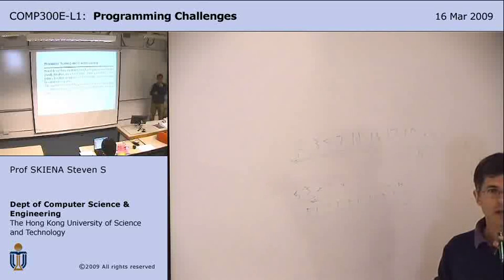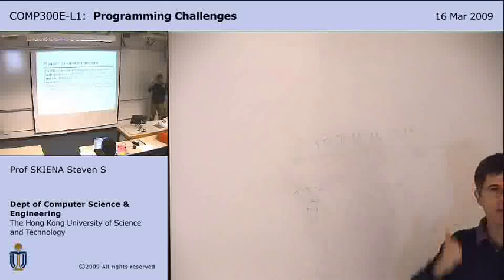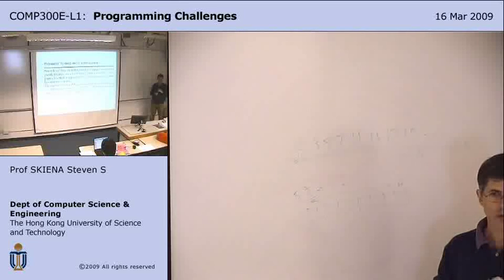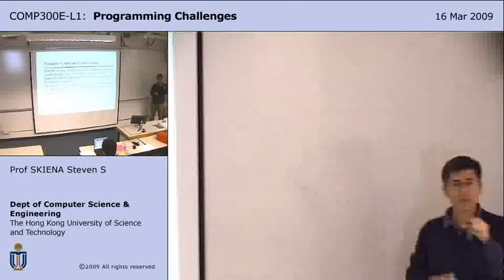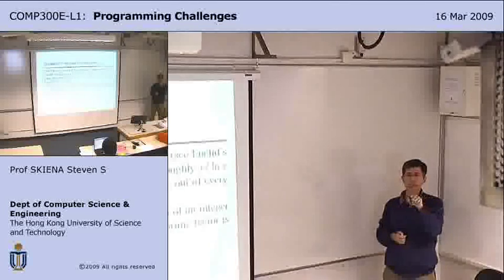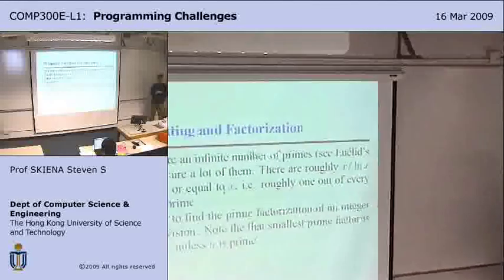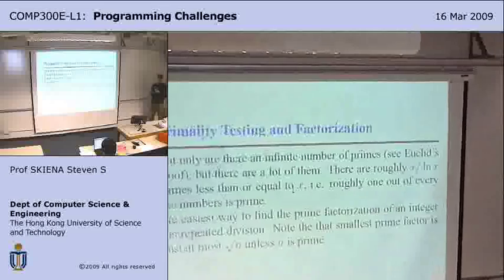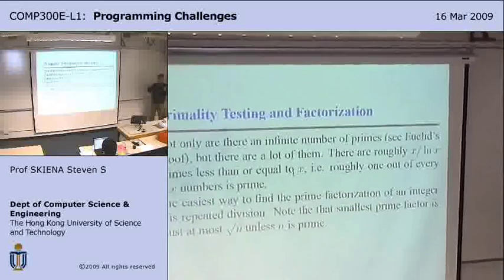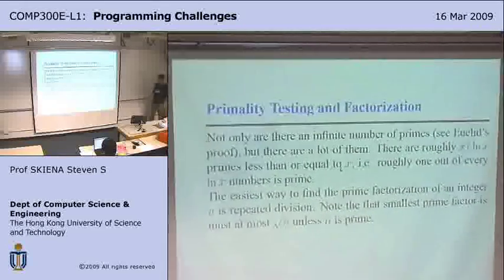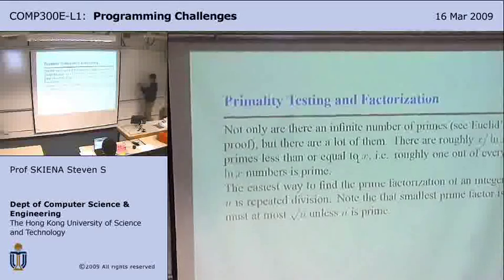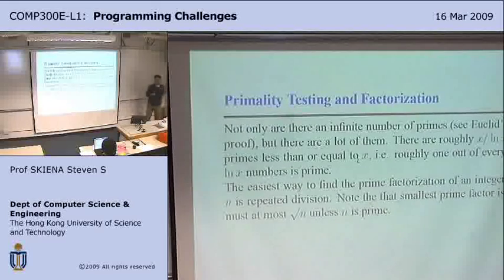Any questions? Any other ways? If I had to ask you to test if a number was prime, what would be the easiest way to do it? Maybe I'm asking too simple a question. Suppose I locked you in a room and your programming problem was to test if a number is prime. What would you do? How would your program work?